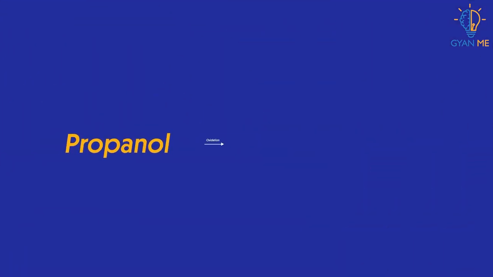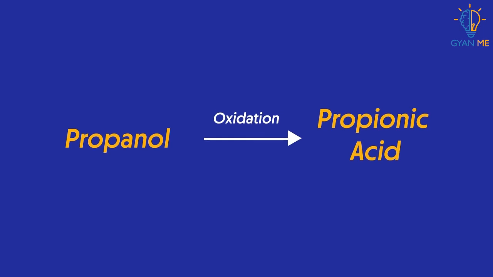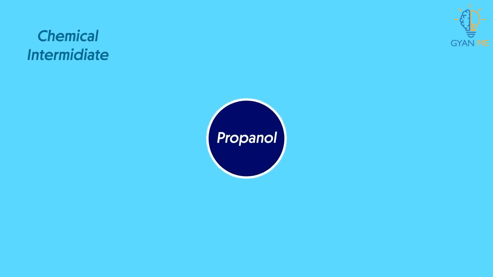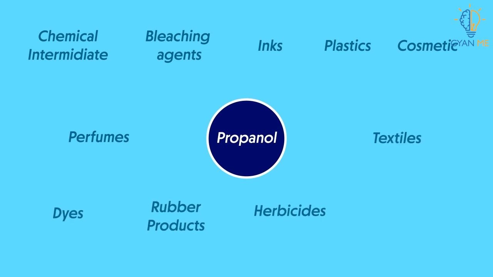The propionic acid that we obtained by oxidation of propanol is widely used in food industry as flavoring agent. It is also used in industries as a chemical intermediate in the manufacture of bleaching agents, inks, plastics, cosmetics, perfumes, textile dyes, rubber products, herbicides, and pharmaceuticals, etc.